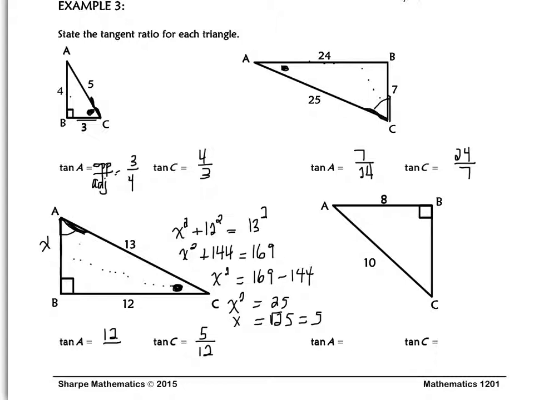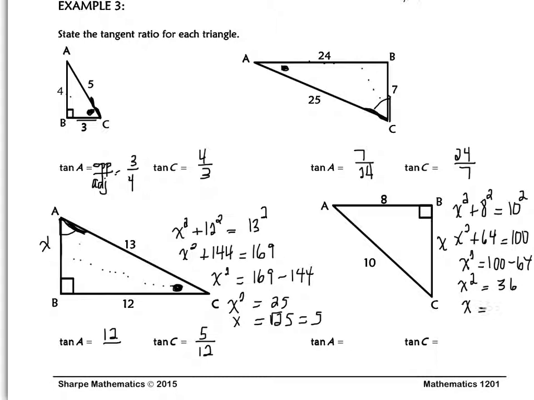And in the last example, again we're going to have to figure out a missing side. We may as well do that first. So we've got x squared, leg squared, plus the other leg would be 8. Those are the two sides that make up the right angle, equal to hypotenuse squared, which is 10 squared. So x squared plus 64 gives you 100. So x squared equals 100 minus 64, which means x squared is going to be 36, which means x is the square root of 36, or 6.